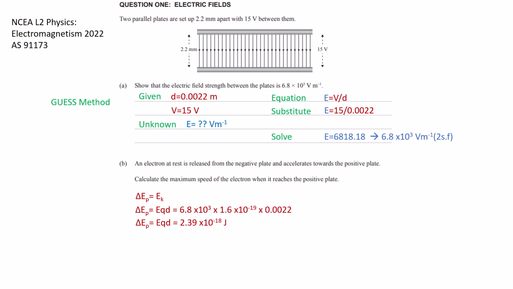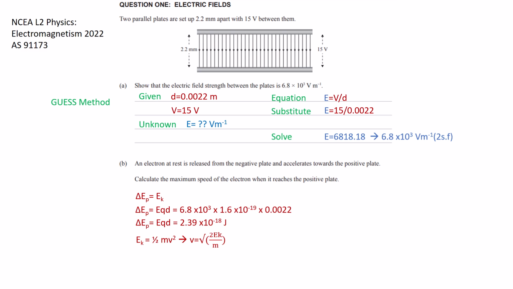I've rounded my answer just so it's easier to read on the screen, but if I was doing this in an exam, I probably wouldn't round until the final step in my answer. So then we know that the change in electrical potential energy is this much, and so we can say that whatever kinetic energy has been gained is also this much. We know that Ek equals half mv squared, and we can rearrange that to v is equal to the square root of 2Ek over m.